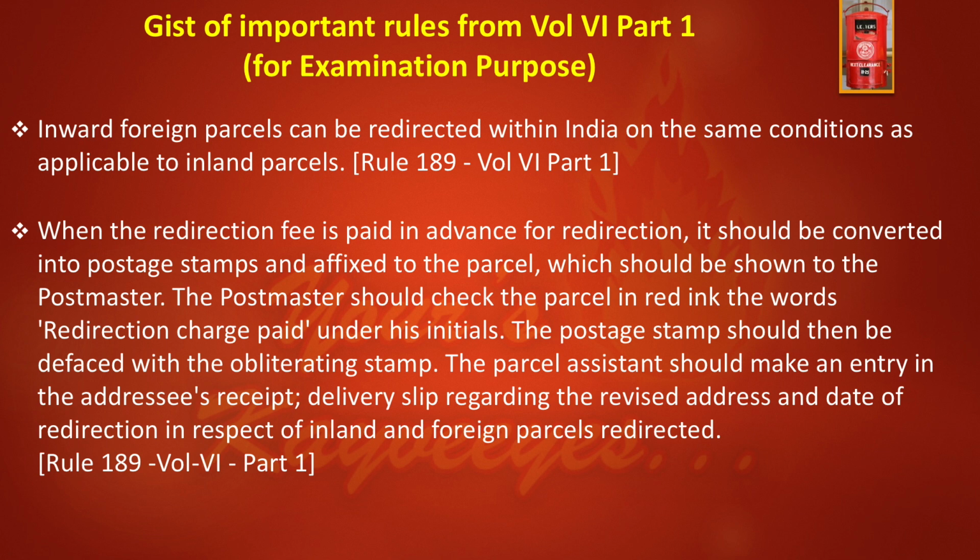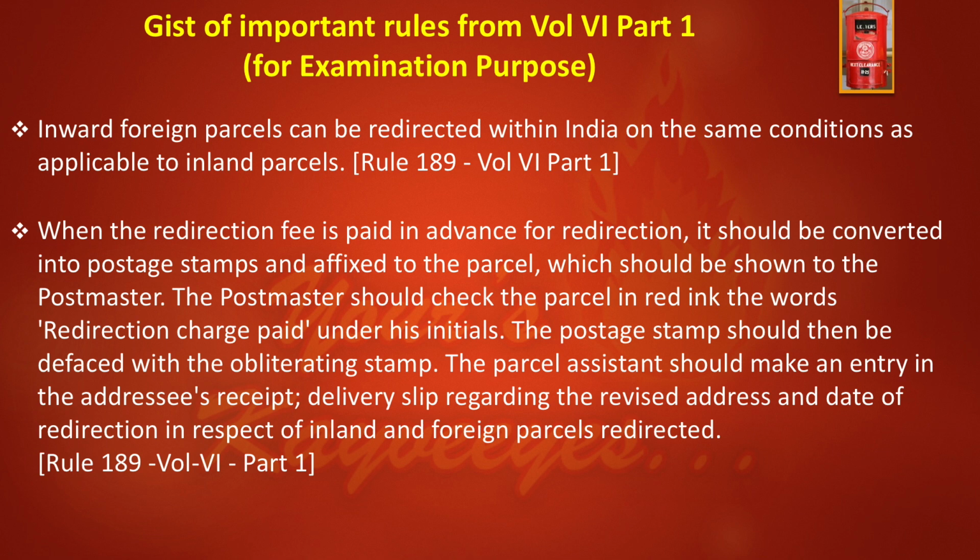Rule number 189. When the redirection fee is paid in advance for redirection, it should be converted into postage stamp and affixed to the parcel, which should be shown to the postmaster. The postmaster should check the parcel, writing the words "redirection charges paid" under his initials. The postage stamp should then be defaced with the obliterating stamp. The parcel assistant should make an entry in the addressee's receipt, delivery slip regarding the revised address and date of redirection in respect of inland and foreign parcel redirected.